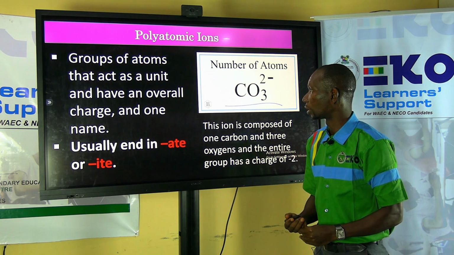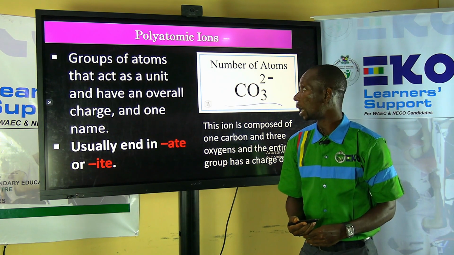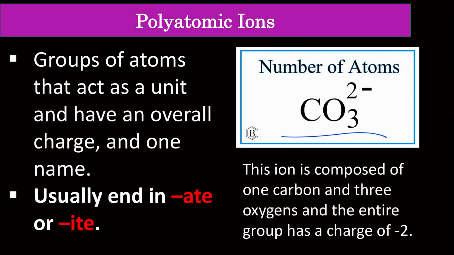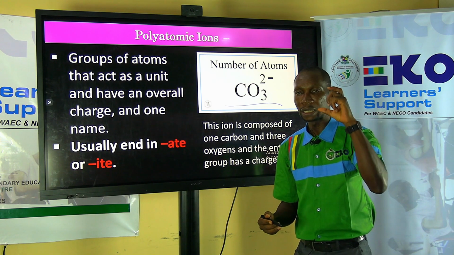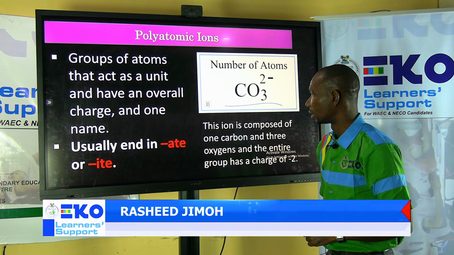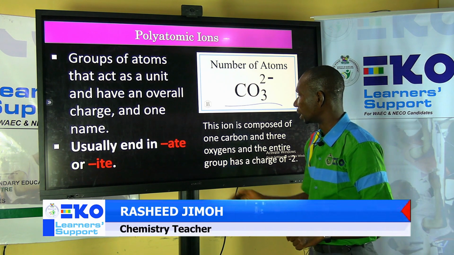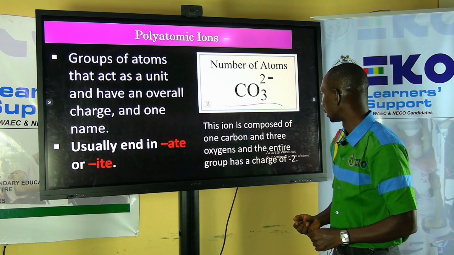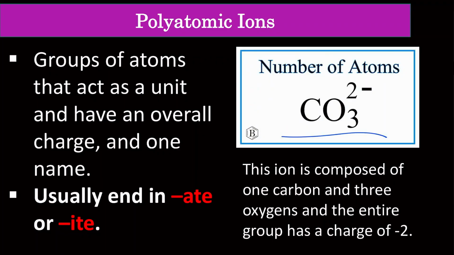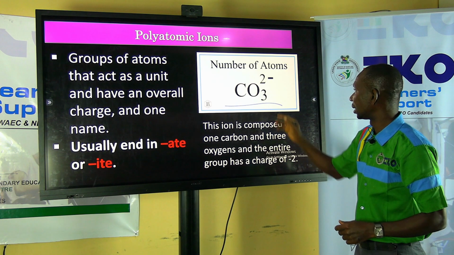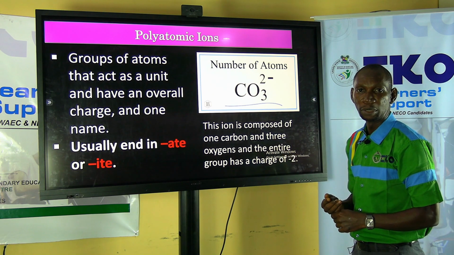So you can just use that to modify what you have already written down. Groups of atoms that act as a unit and have overall charge and one name are referred to as polyatomic ions. Most times, they usually end with -ate or -ite. If you look at the ion that we have on the board here, it is made up of carbon, three atoms of oxygen, and then there is the charge there, 2 minus. So this is an example of a polyatomic ion.